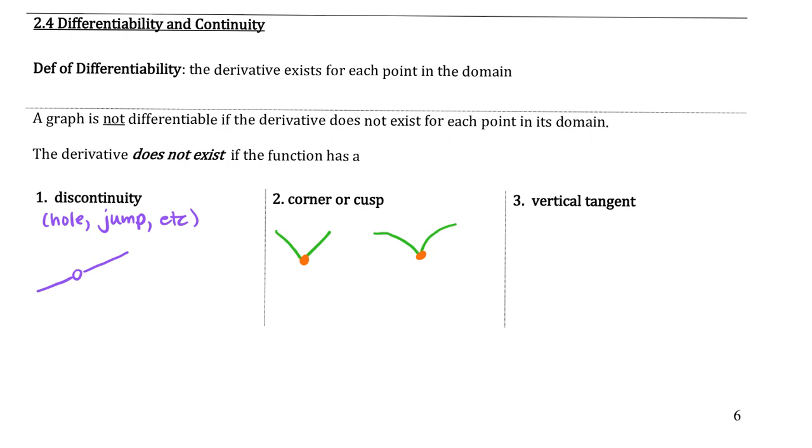The other situation where it is not differentiable is if there is a vertical tangent. So let's draw a graph with a vertical tangent. Okay. If I try to find a point where there's a vertical tangent, like say there, the slope here, since it's vertical, is undefined, which means the derivative is undefined because the slope is undefined. Okay, so those are the three things you're going to look for on a graph when they ask you about the differentiability of the graph.